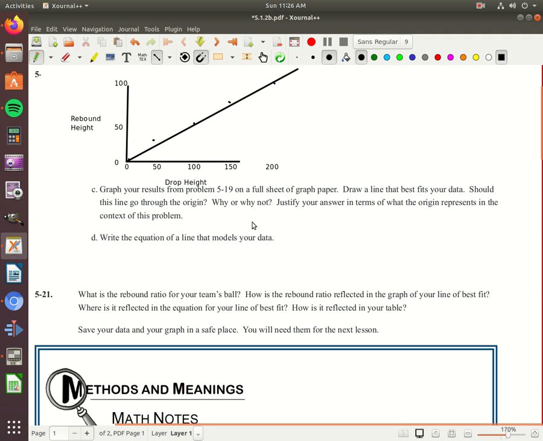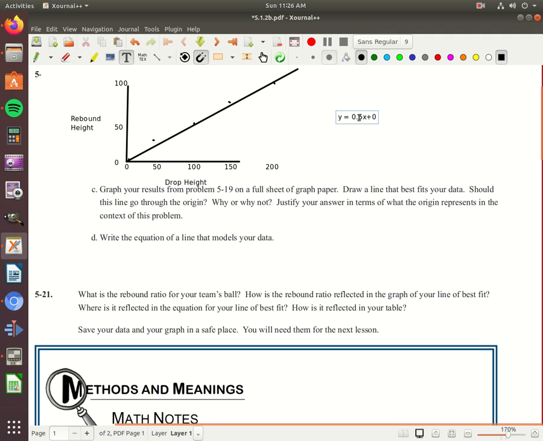It says write the equation of this line. Well, the equation of this line should be pretty simple, right? It just looks like it's y equals 0.5x. We can put plus 0, but we don't really need the plus 0. What is the rebound ratio for your team's ball? Ours was 0.5.